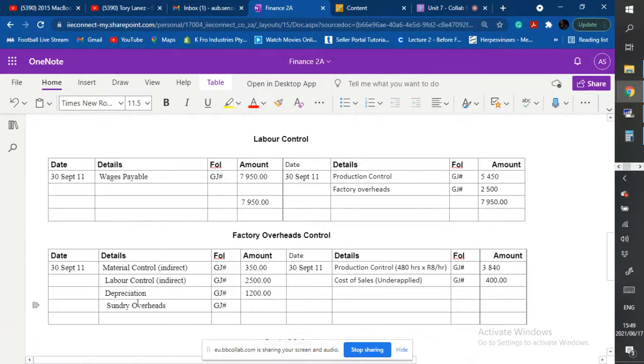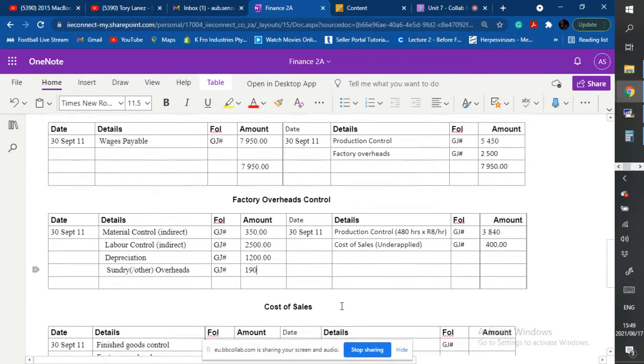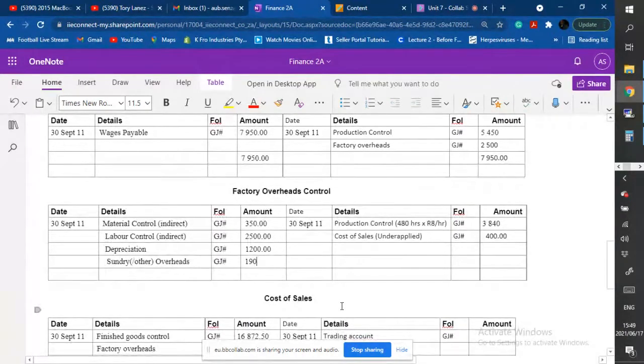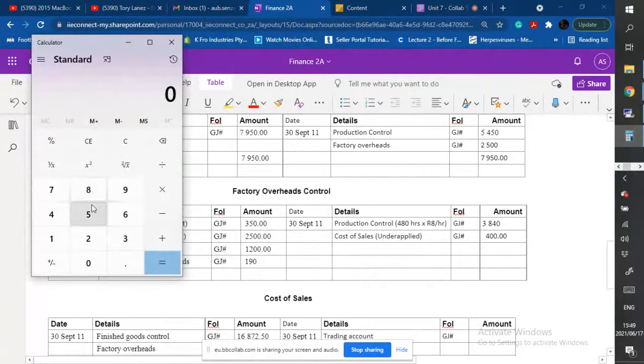Then sundry overheads, this is the same as other overheads. So here, if we look under that section again, actual factory overheads for the period were as follows. Other overheads, here you've got 190. So now we have all the information that we need. We can see this is the big side. Yes, yes, yes. Am I right? Yes. I think it might actually balance out. Yes, I think so. So let's quickly calculate.